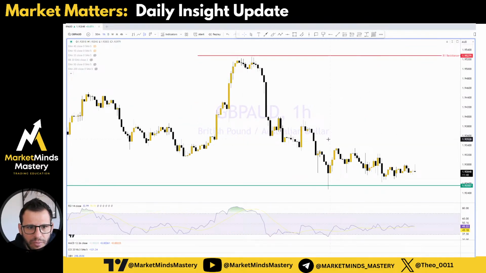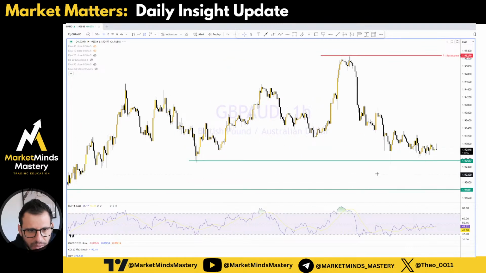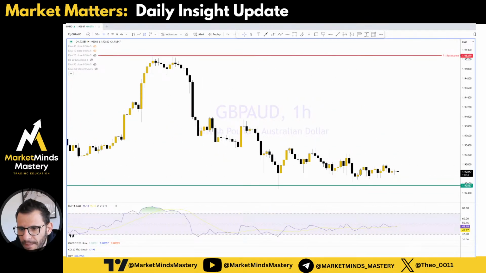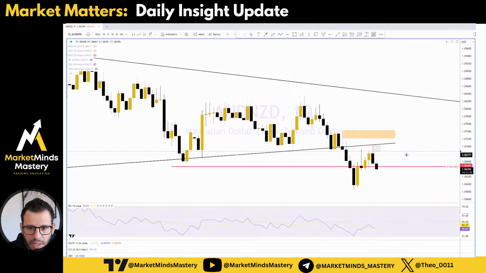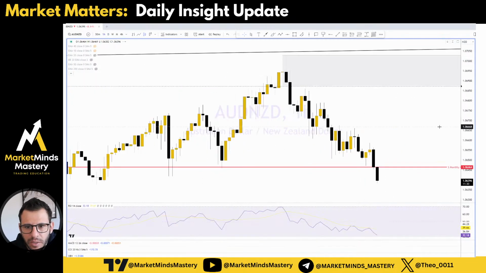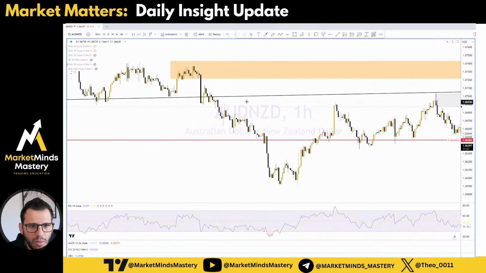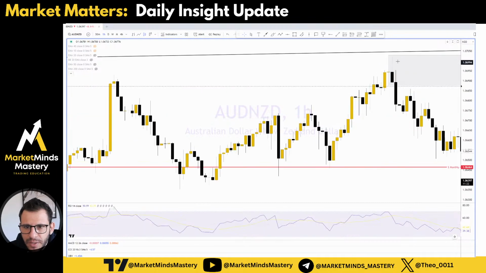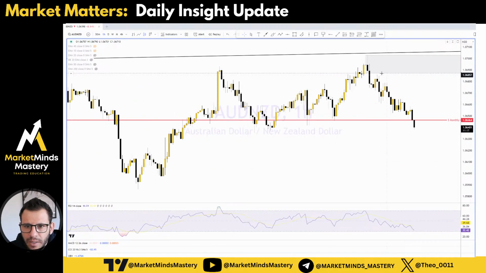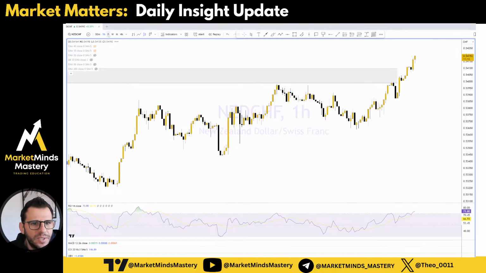On the hourly time frame, it's not that I see something very interesting right now. Australian dollar, New Zealand dollar, much weakness. We had this area here. We were looking to get involved on the hourly time frame. The price created this bearish reversal candle, and that was the beginning of the move. Okay.